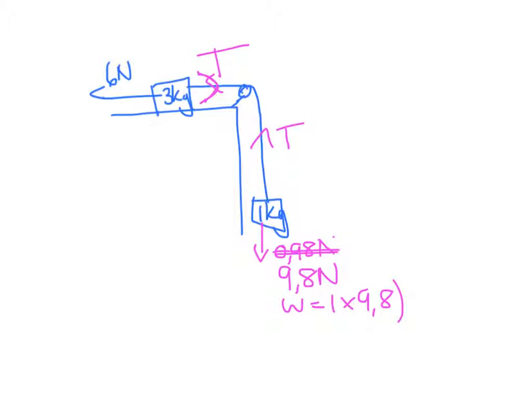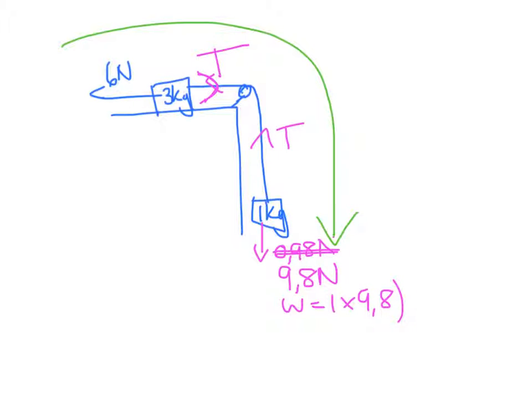So let's just think about it. The overwhelming forces here are 9.8 newtons downwards and 6 newtons to the left. Which one wins? The entire system is going to move that way. Sometimes this force might be, let's say, 16 newtons, in which case the entire system moves the other way. But in this case, it does go down, so let's go.